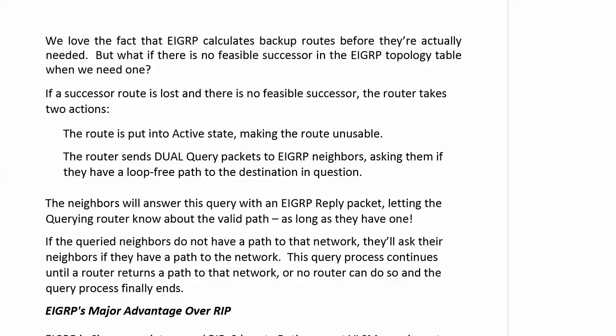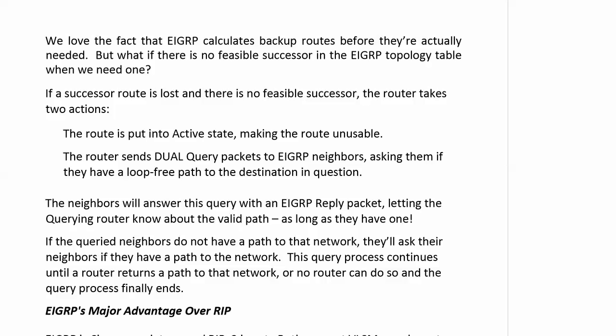Now, if the queried neighbors don't have a path to that network, then they ask all their neighbors, and they ask their neighbors, and the query process just continues until somebody says, hey, I've got a path to that network, or no router can do so, and the query process finally ends.